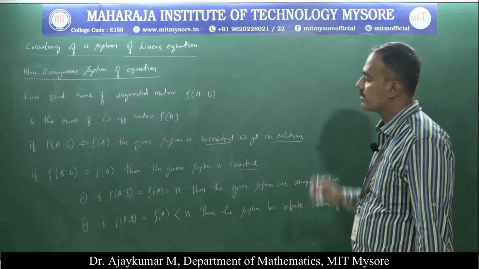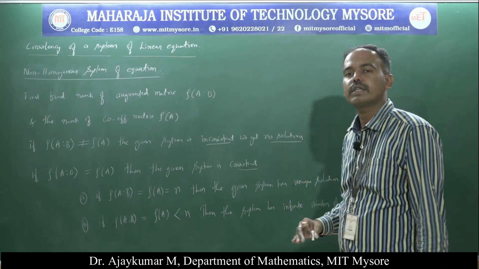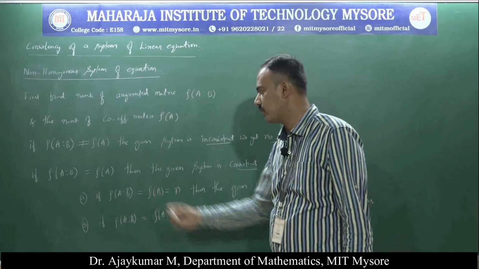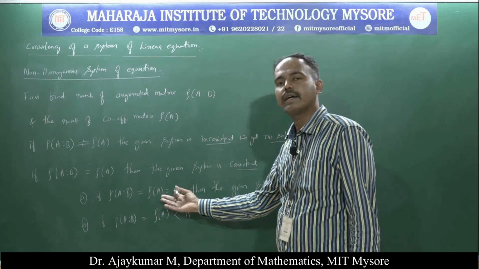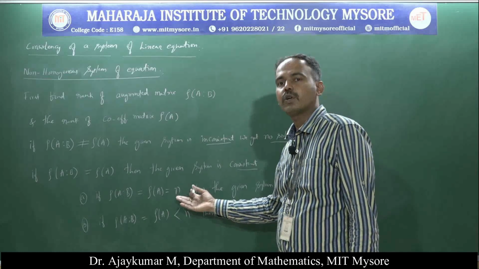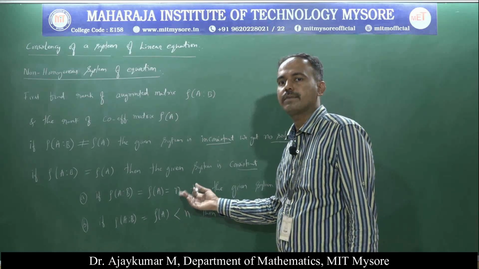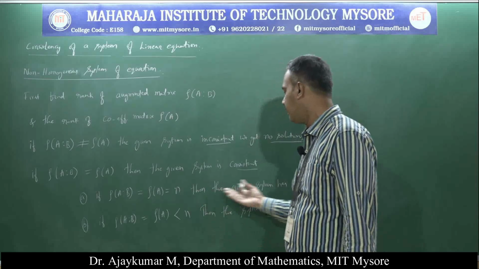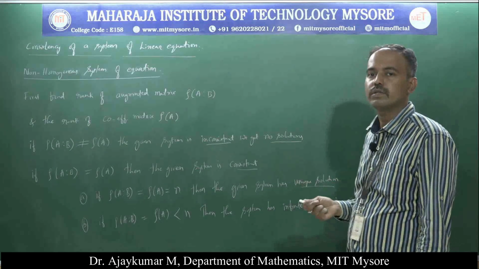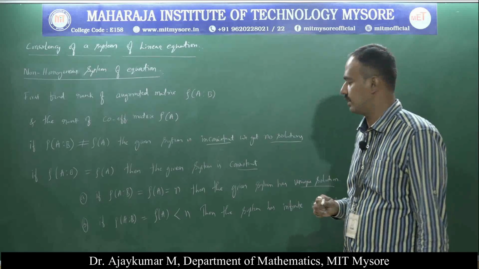Suppose these two are equal, now we can conclude that the given system is consistent. In the consistent case, we can also consider particular forms. If the rank of the augmented matrix is equal to the rank of the coefficient matrix, which is equal to n, the total number of unknowns, then the given system has a unique solution.